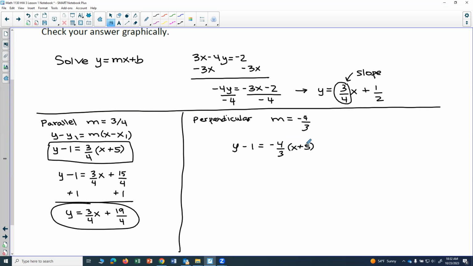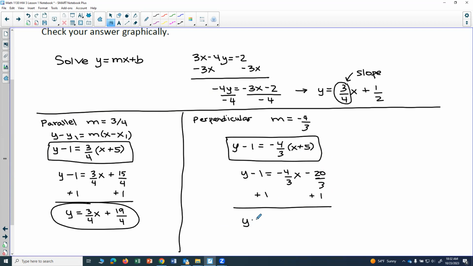for both the parallel and the perpendicular. And so here, if you want to answer in point slope form, that would be your final answer. Or if you want to solve for y, you would distribute the -4/3. So you get -4/3 x, 4 times 5 is 20, so then it would be -20/3. And then add 1 to both sides. So we would end up with y equals -4/3 x, -20/3 plus 3/3 should give me -17/3. And again, you can check that in your calculator. That would be your perpendicular line.